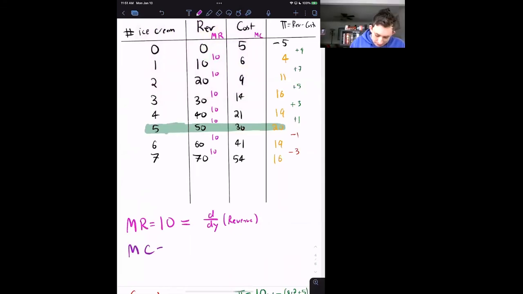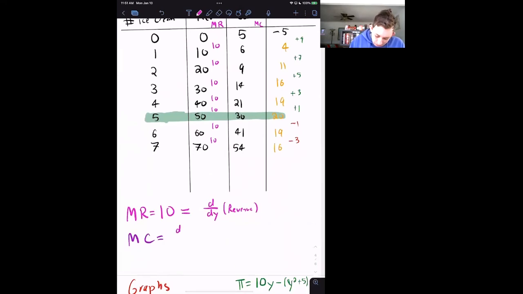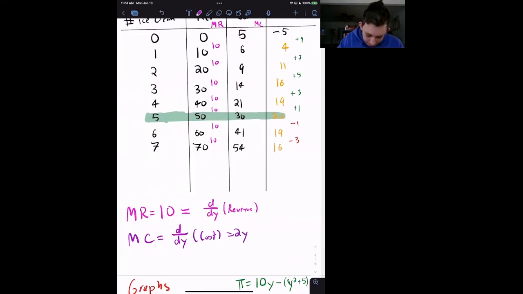Now let's talk about marginal cost. Marginal cost, very similarly, is the extra cost I incur from selling one additional unit or one additional ice cream cone. So here, our marginal cost, similar to marginal revenue, is going to be the derivative with respect to output of cost, which is equal to 2y. So we can see here that it is 1, 3, 5, 7, 9, 11, and 13.